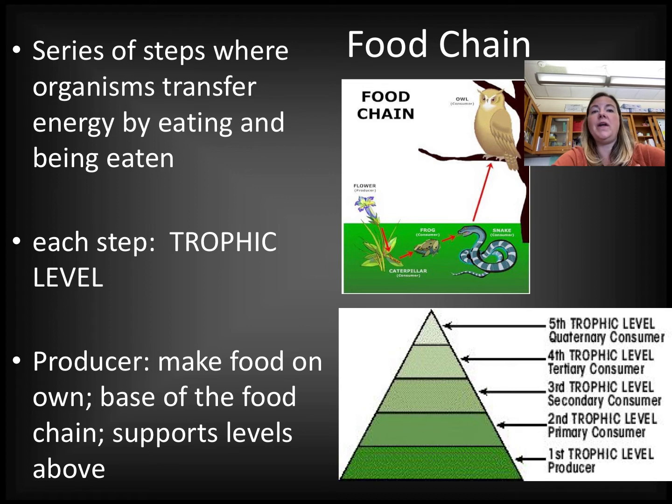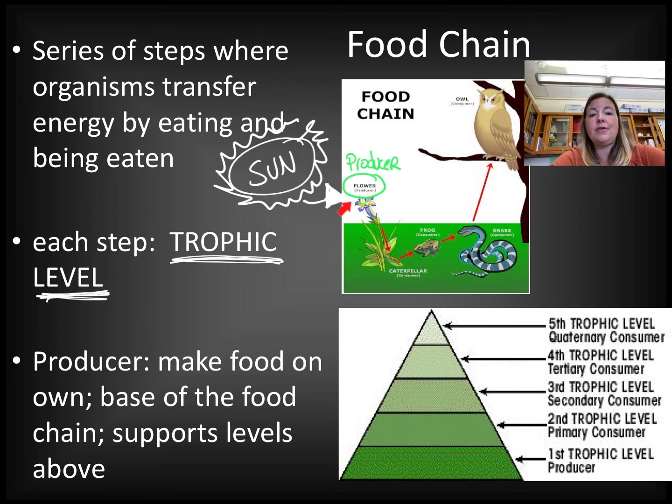Once we know what eats what, we can create food chains and food webs. A food chain is simply a series of steps that shows us the energy transfer from one organism to the next because of them consuming one another. Each step within a food chain is called a trophic level. We always start with producers. The producers are going to make their own food and provide the base of the food chain.